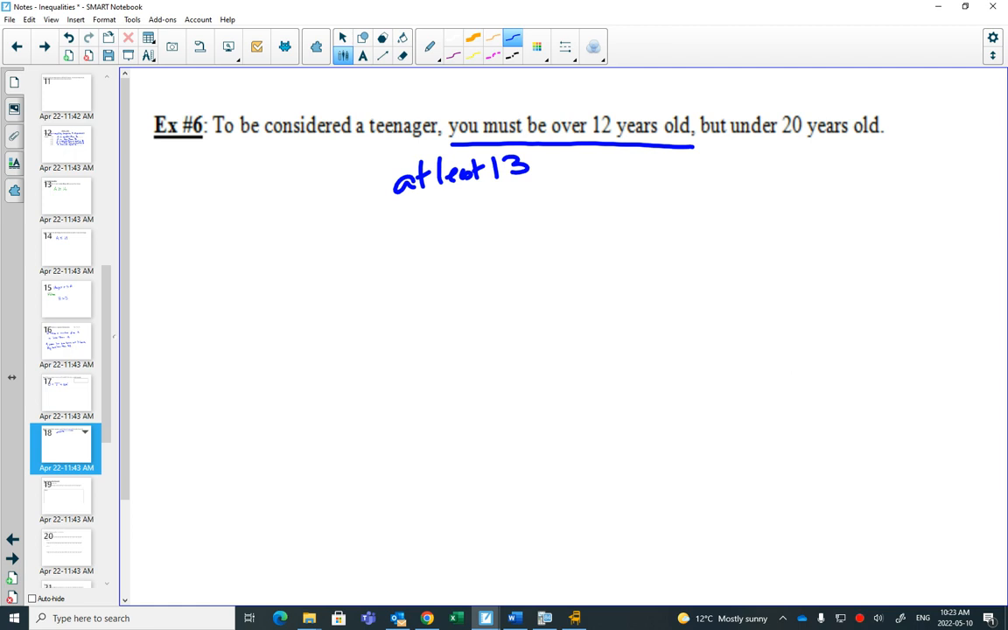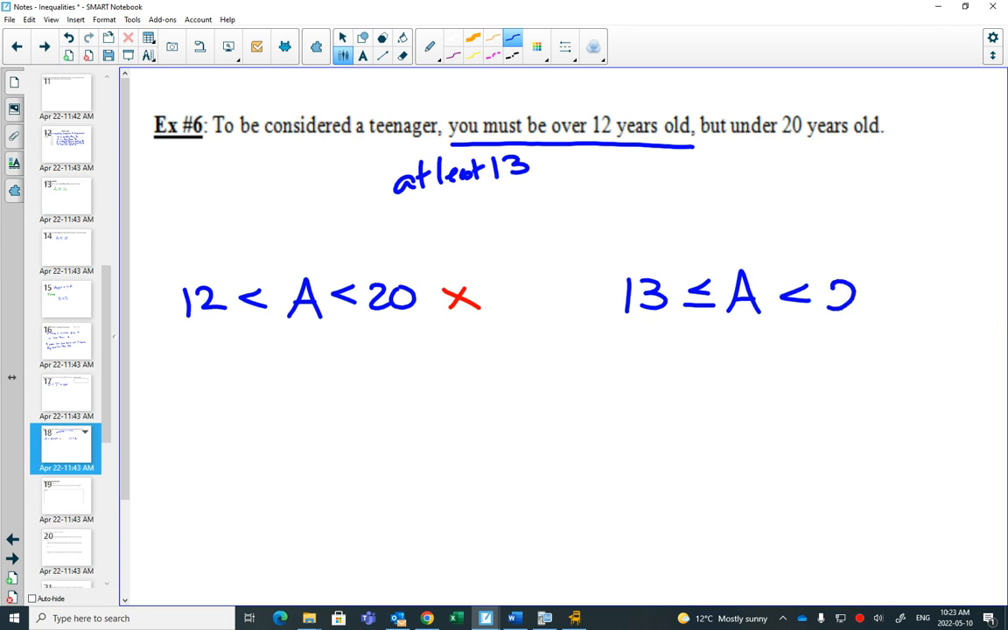So if it was written the way that it's written, which I think it's wrong because 12 years in one day is over 12, but you're still not a teenager. The way that you would write that is you would say that your age is bigger than 12, but less than 20. But I agree that that isn't quite right for actual. This is better. At least 13 would be 13. Your age is greater than or equal to, but still less than 20.